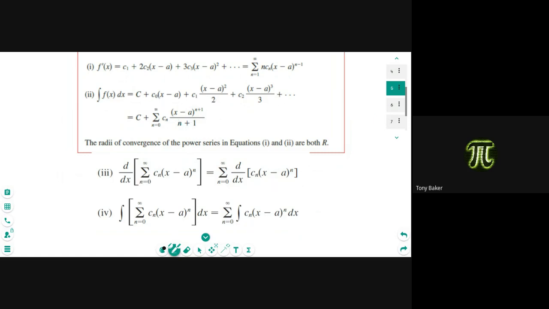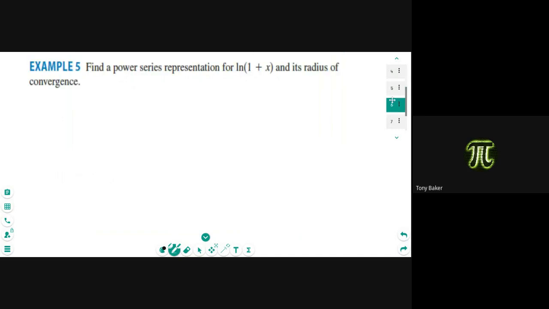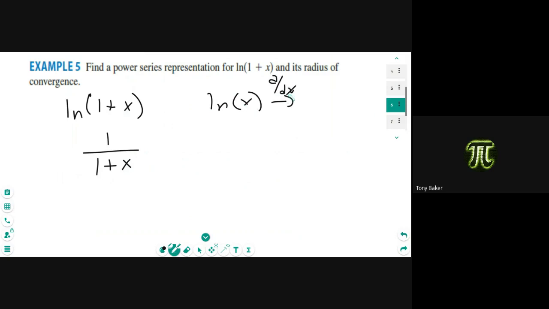See how this works in a second. All right, so I've got ln of 1 plus x. What's the derivative of that? Remember, the derivative of ln of x is 1 over x. So the derivative of ln of 1 plus x is 1 over 1 plus x.